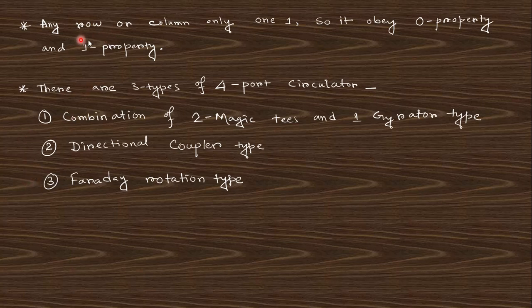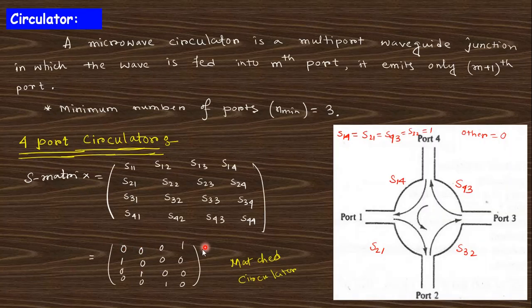Any two rows or columns and also the 0 property and the 1 property will be satisfied. So you can see there is a 1 property and a 0 property. All the properties of the S matrix are satisfied, but it does not satisfy the symmetry property. You remember, it does not satisfy the symmetry property because this is a non-linear component.